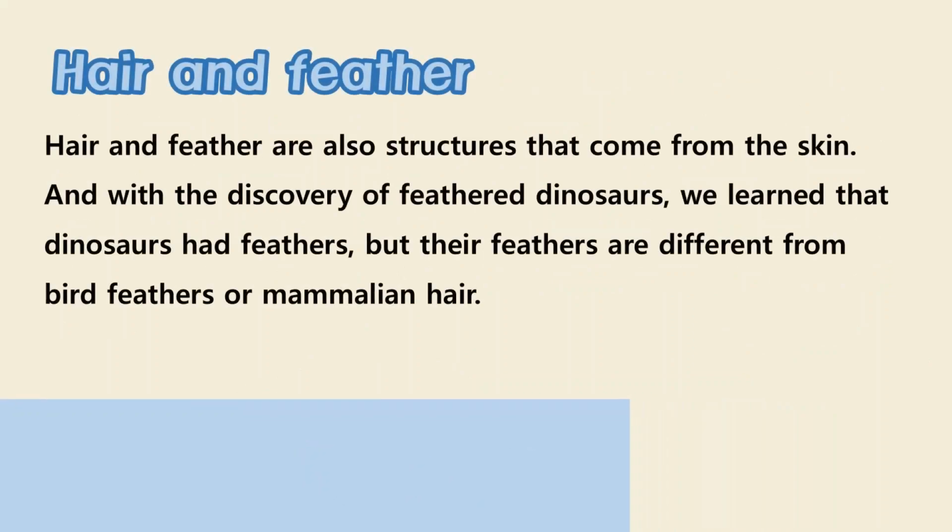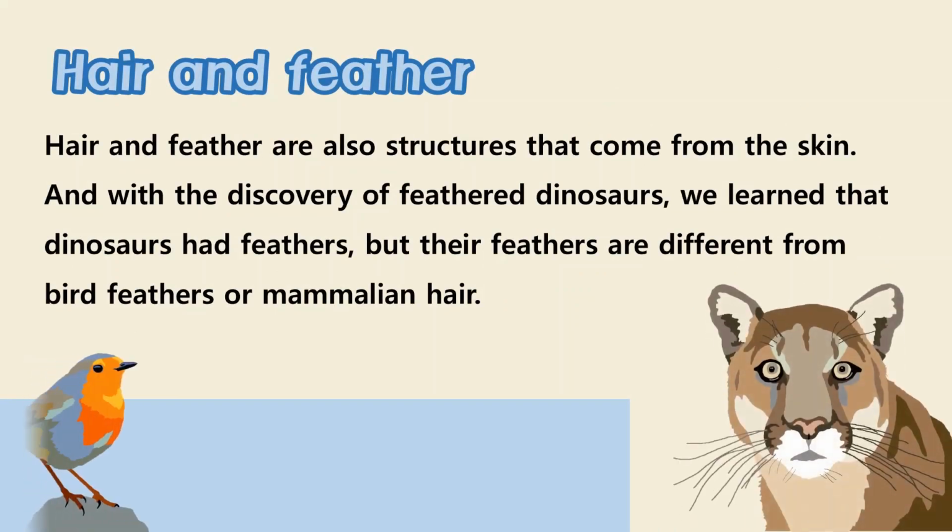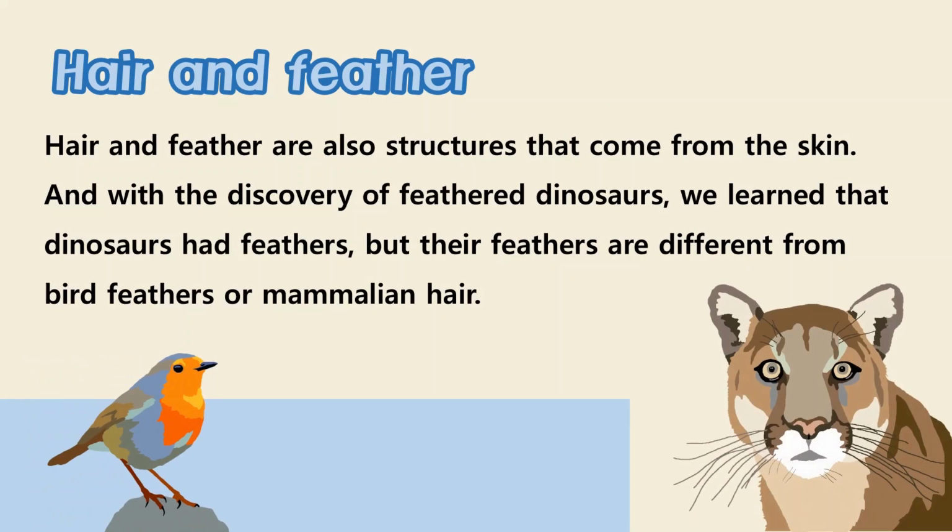Hair and feather. Hair and feather are also structures that come from the skin. And with the discovery of feathered dinosaurs, we learned that dinosaurs had feathers, but their feathers are different from bird feathers or mammalian hair.